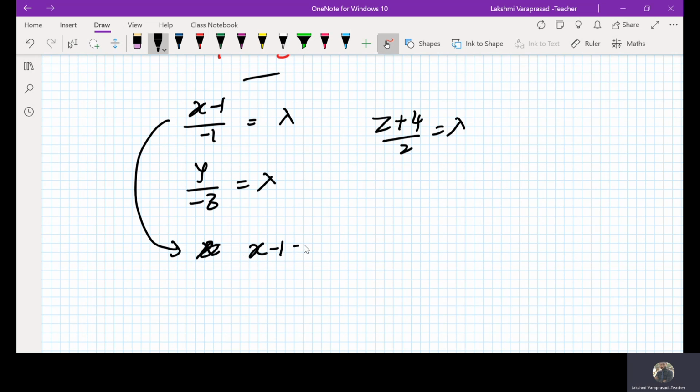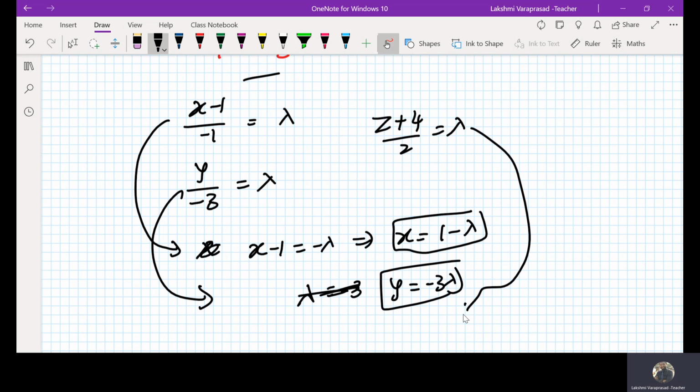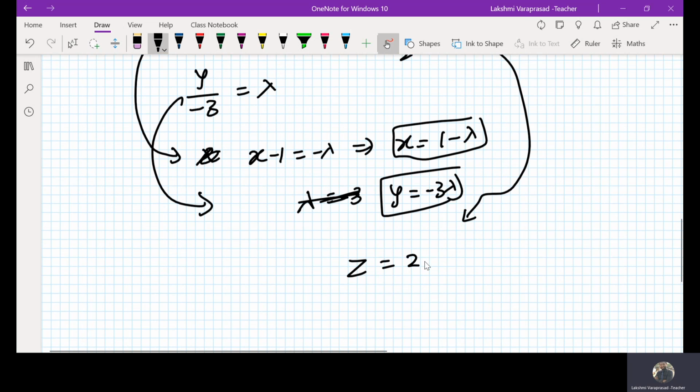Okay. x − 1 is equal to −lambda, and x is equal to 1 − lambda. And from the second equation, y is equal to −3 lambda. From this third equation, z is equal to 2 lambda − 4. See, we have x, y, z in terms of lambda, we got it.